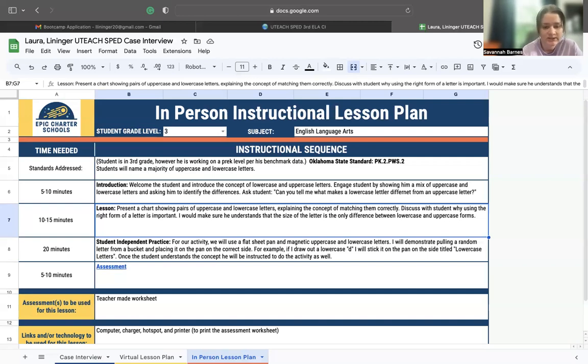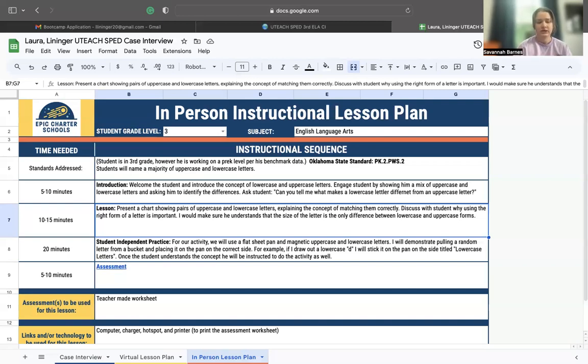And then for the independent practice activity, we would use a flat sheet pan and magnetic uppercase and lowercase letters. I would demonstrate by pulling a random letter from a bucket and placing it on the pan on the correct side. For example, if I drew out a lowercase d, I would stick it on the side of the pan titled lowercase letters. Once the student understands the concept, he will be instructed to do the activity as well.